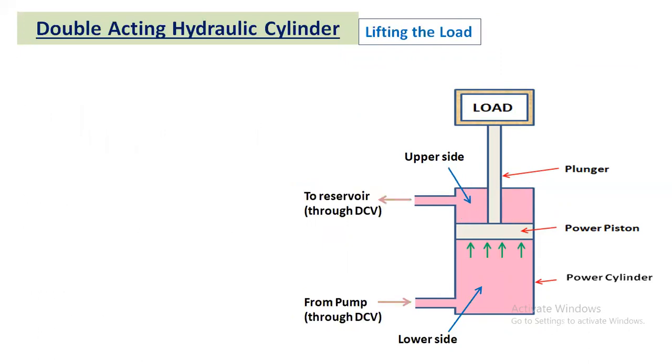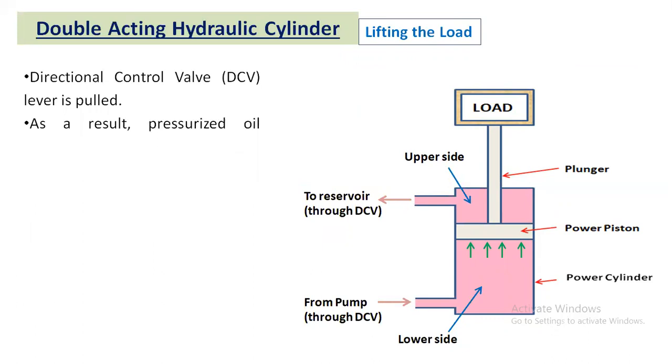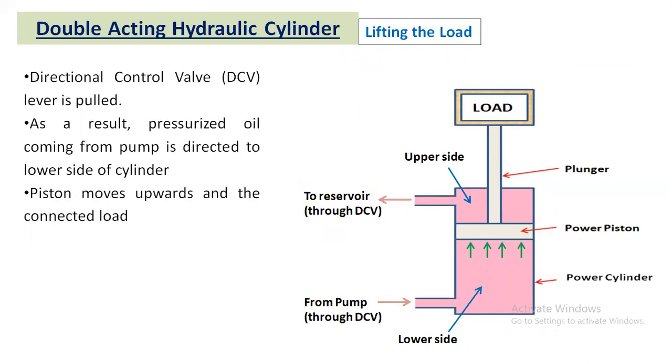When we have to lift the load, then we supply the pressurized oil on the lower side of the piston, and this pressurized oil lifts the power piston, load is lifted, and the oil of the upper side goes back to the reservoir.